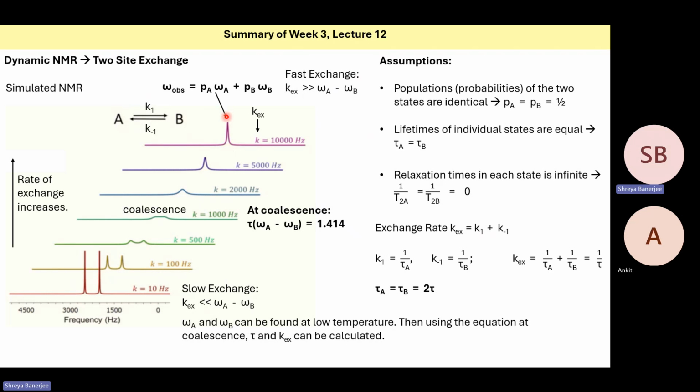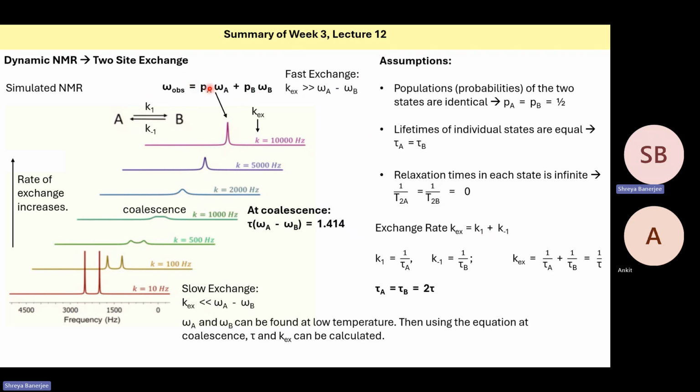Then you will only be able to see one signal. And this one signal is basically a weighted average of A and B. If you look at the frequency at which A and B are appearing, in the case of the merged signal, it is not exactly in the midpoint of A and B, because the population may not be the same. The actual formula, frequency observed, which is the merged frequency, is PA omega A plus PB omega B, where omega A and omega B are the frequencies of the A and B states, and PA and PB are the populations of the A and B states.